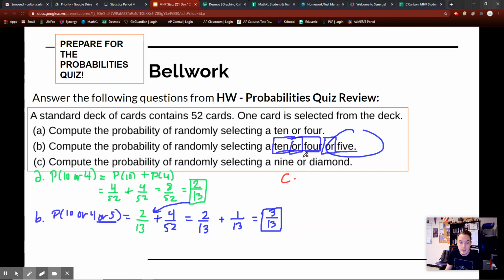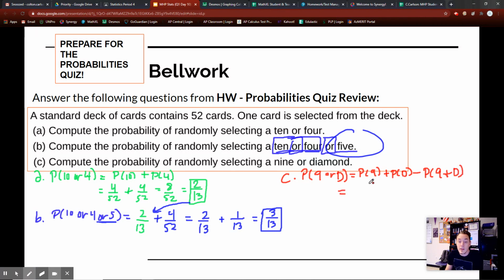Let's go to C. Probability of selecting a 9 or a diamond. Can you have a 9 and a diamond? Yeah, you can have a diamond that is a 9, which means this is not mutually exclusive as there is an overlap. So probability of a 9 plus probability of a diamond minus my overlap, the probability of selecting a 9 and a diamond at the same time.